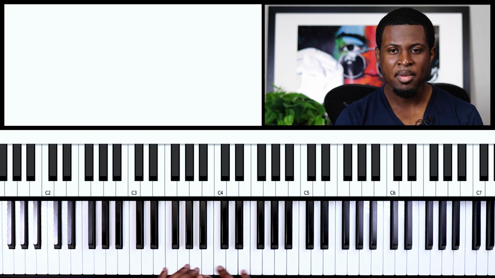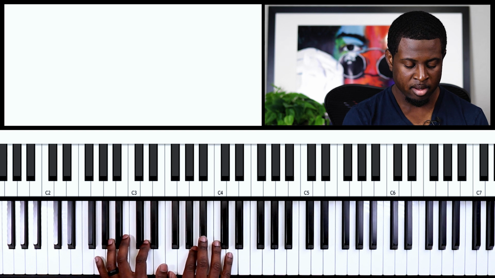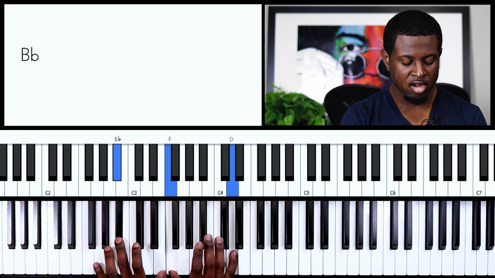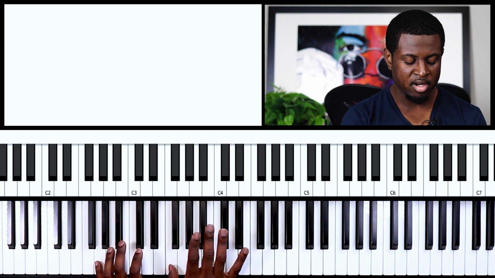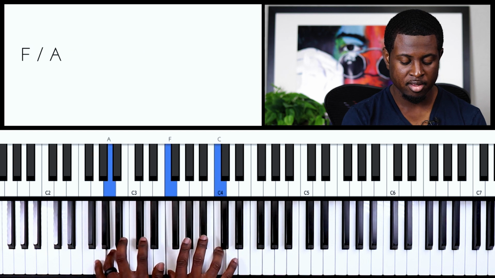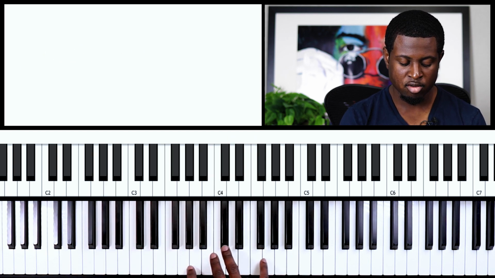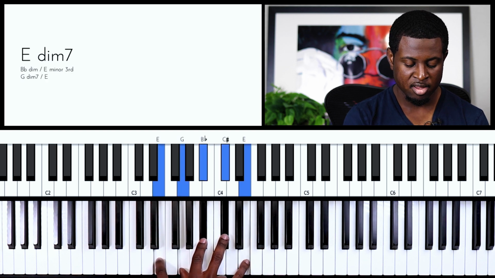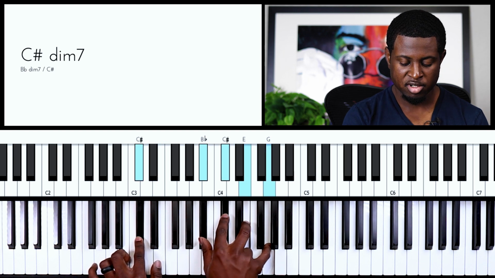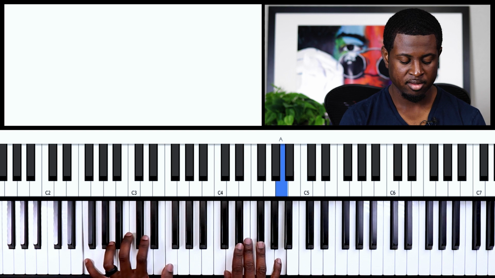Now, I'm adding some more chords to that. This is around the same 2-5-1 idea. Now we have the concept. I keep an F in my right hand as I play the thirds going up. And then I'm going to make all of those chords diminished chords. So we're going to have E diminished, D diminished, C sharp diminished, and then we have an F major 7, okay?